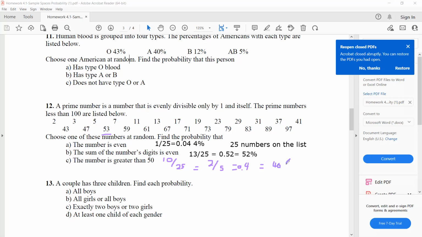All right, now this one, also another sticky one that has some implications for later sections. A couple has 3 children. Find each probability. Okay. Now we have different ways of doing this, but in 4.1 we don't usually introduce a tree diagram, but we could write this out. So let me help you with this. What do you think about this one?